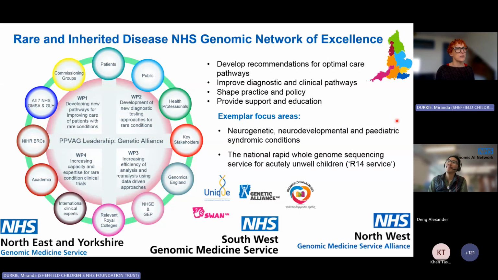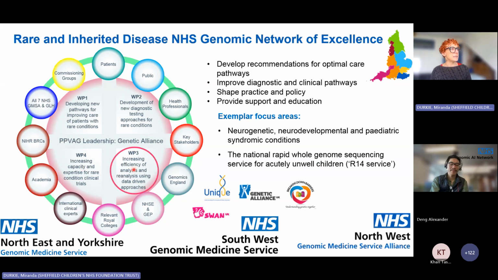Quite a busy slide, but this is an overview of what the Rare and Inherited Disease Network of Excellence does. The main aims are to develop recommendations for optimal care, improve diagnostic and clinical pathways, share practice and policy, and provide support and education. There are a huge number of stakeholders involved and lots of patient group involvement. All the work is divided into 4 work packages, and the work I'm doing for the DSS falls under work package 3, increasing the efficiency of analysis and reanalysis using data-driven approaches.